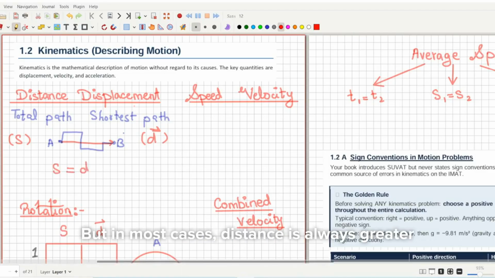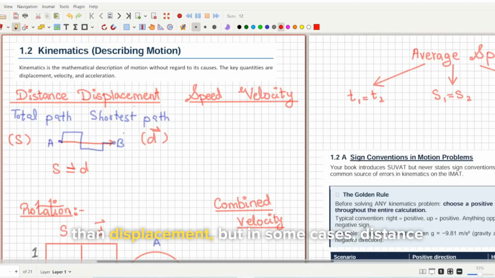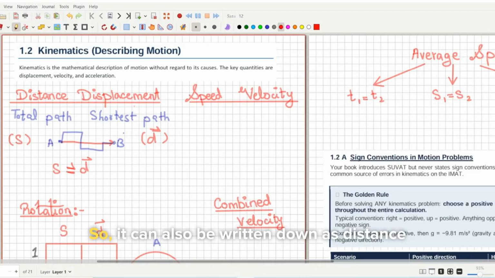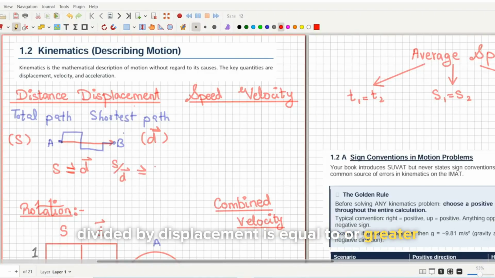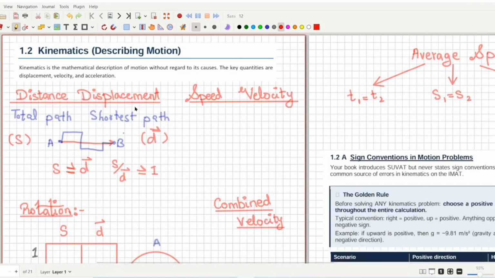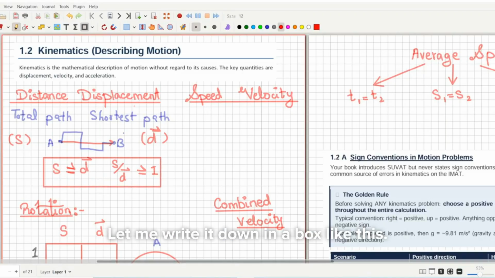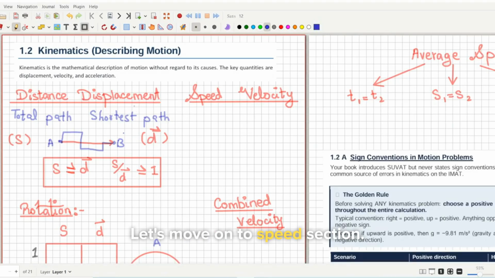So in a linear motion, in a straight path motion, the distance and displacement can be equal, like this. This is possible, but in most cases distance is greater than displacement, and in some cases distance could be equal to displacement. So it can also be written down as distance divided by displacement is equal to or greater than 1. So you can also write the equation in this form. Let me write it down in a box like this. So now you know what is distance, what is displacement, and how they are related. Let's move on to the speed section.